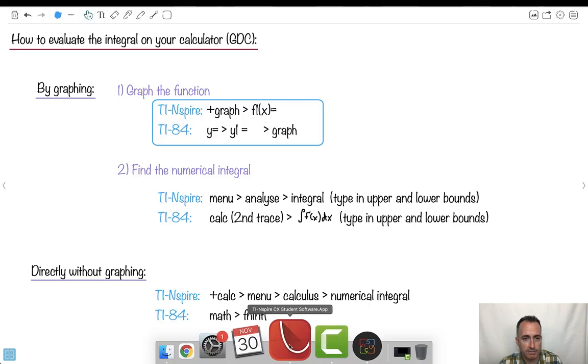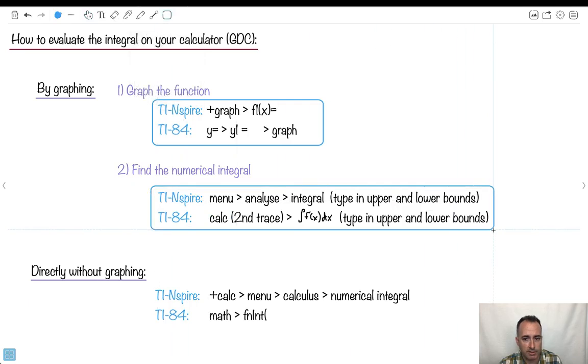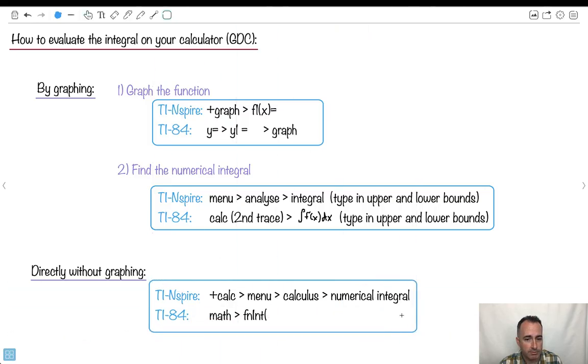Let's see how to do this. First things first, we're going to graph it. Then we're going to find the integral. Okay, so that's how we're going to do it. We're going to first graph it, then we're going to ask our calculator for the integral. We'll type in the upper and lower bounds, and away we go. We can also do it directly, so we can do it without doing the graph. We can just ask our calculator, hey, give me the integral from here to here. Here's what I do. So it depends on if you use fnInt, if you're on the TI-84, TI-Inspire. Here we go. Let's see if we can do this practically here.